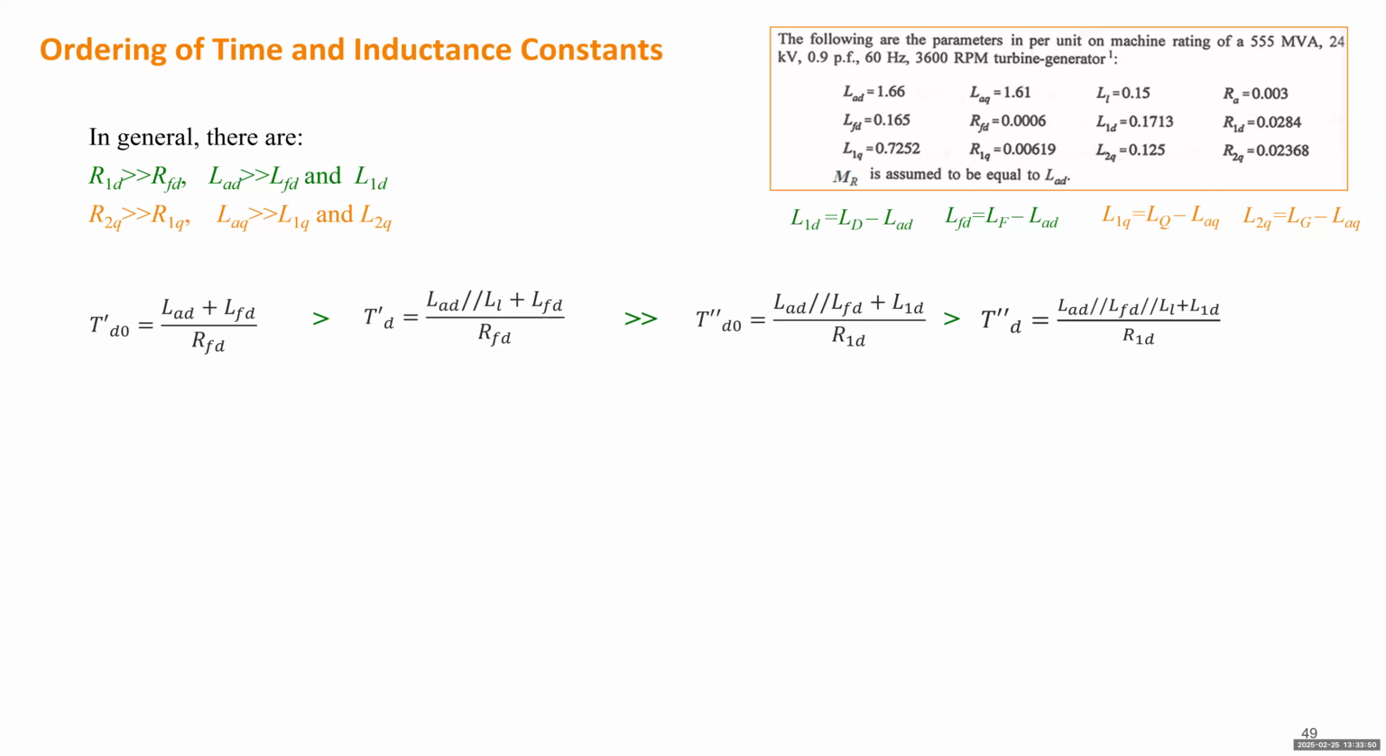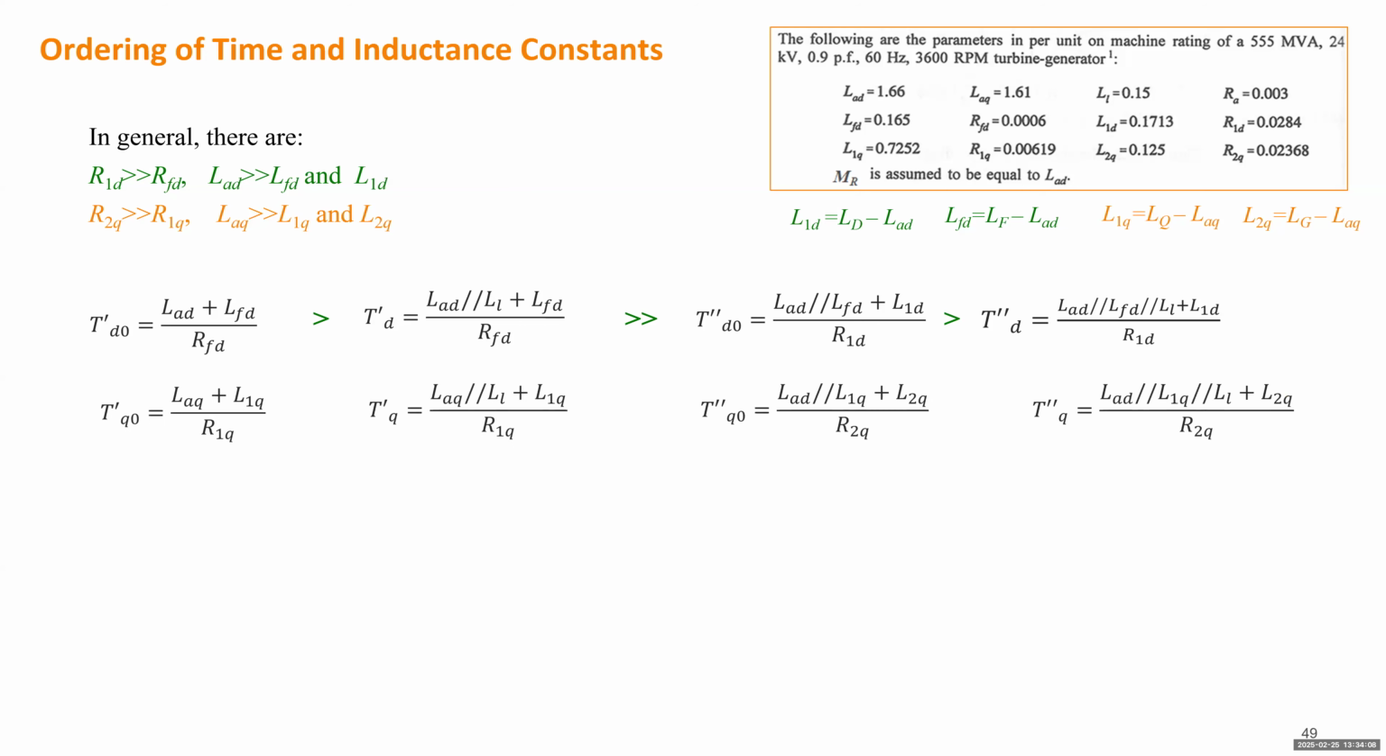And the sub-transient time constant is much smaller. Also, the one with zero will be bigger than the one without zero, because it only adds another parallel inductance, which is the leakage inductance. Everything else is the same. So similarly, you can also show the ordering: the time constant with zero is bigger, and the sub-transient time constant will be much smaller.